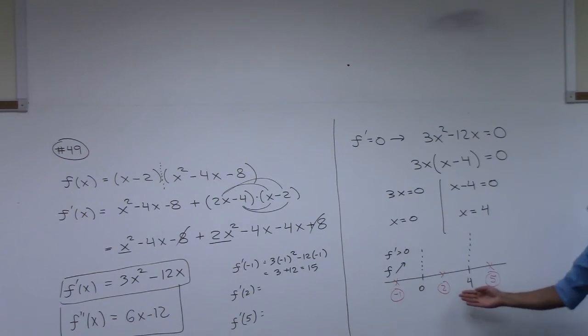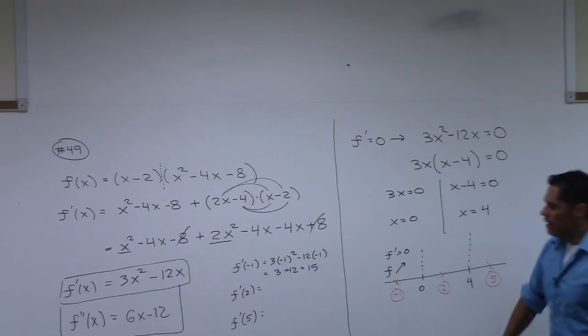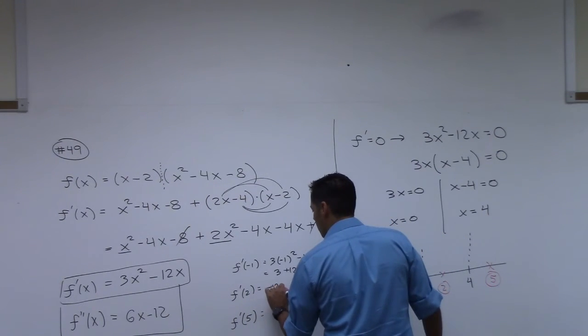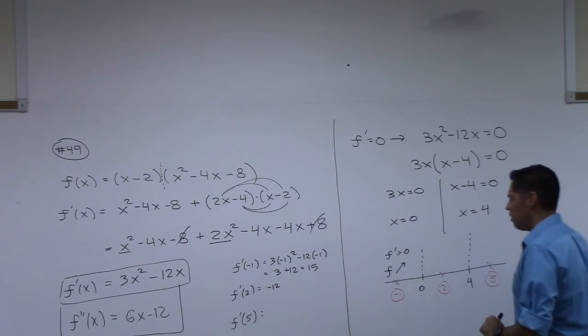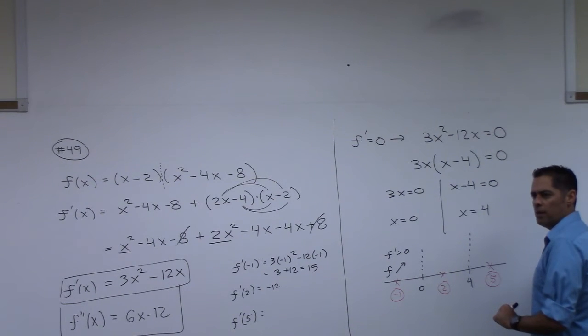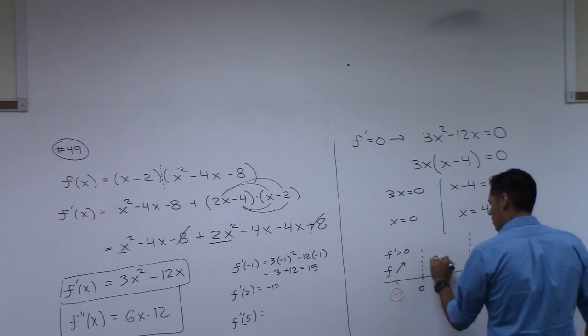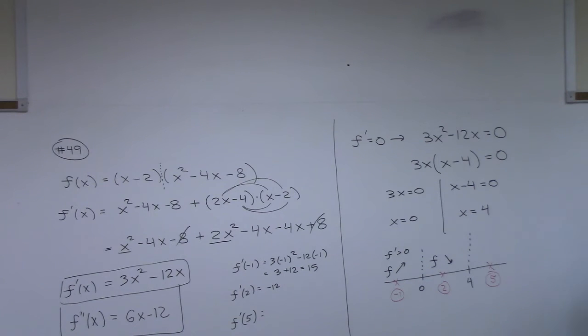Now plug in 2. You get negative 12? Okay, negative 12. We're trusting Brian there. Brian? Was that Brian? Okay. That means the function goes down here.